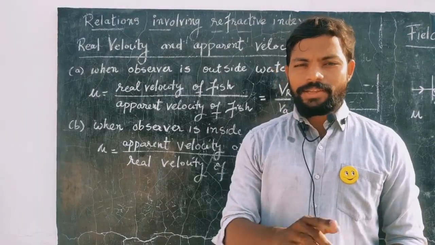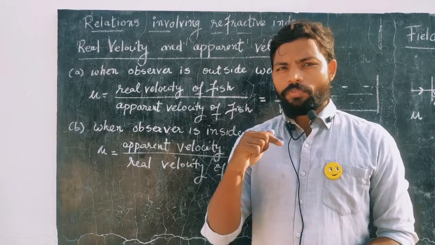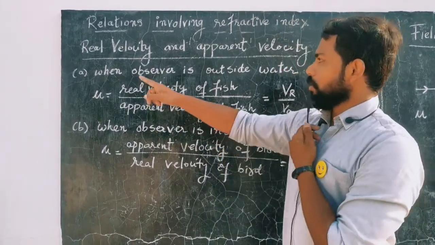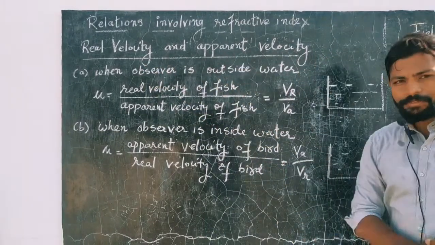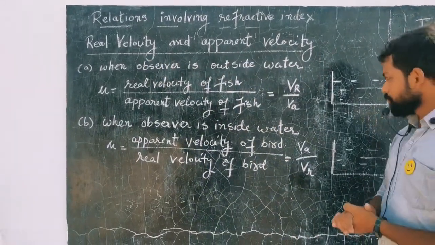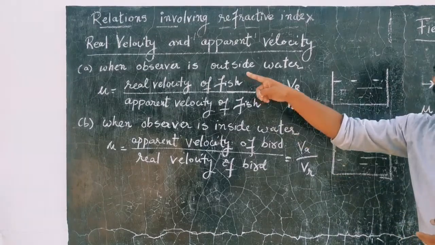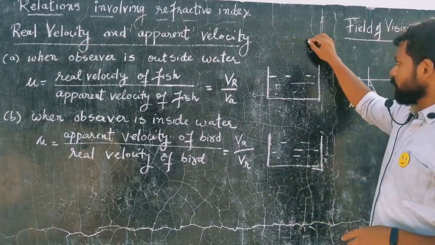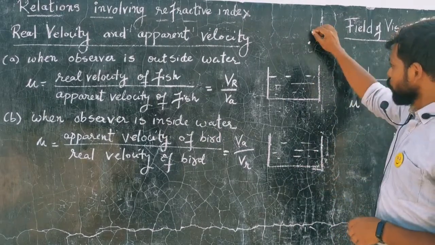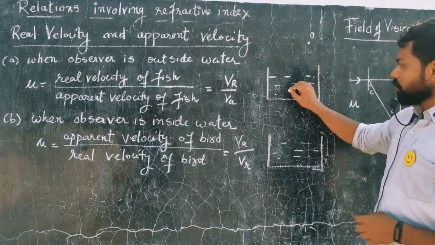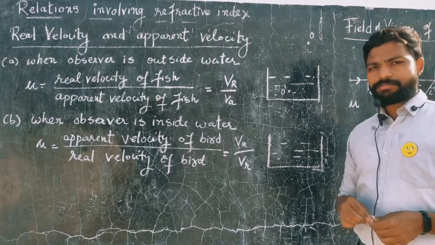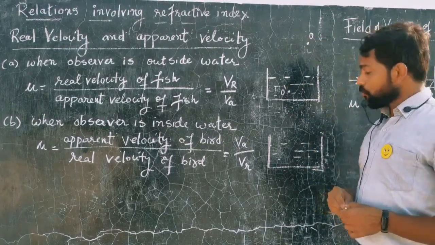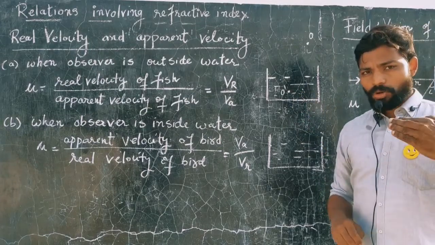Friends, now we will learn relations of velocity and refractive index. Real velocity and apparent velocity, let us say, when the observer is outside the water. For example, there is a bird outside here. There is a bird here, the observer. And there is a fish inside. Let's call that O'. When this bird is observing this fish, it actually feels this fish is traveling slower.